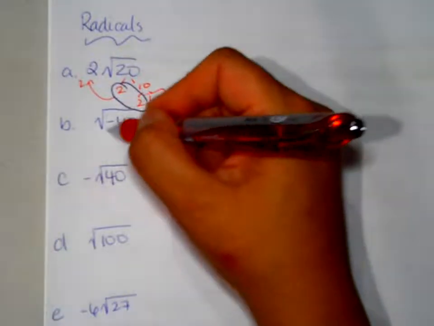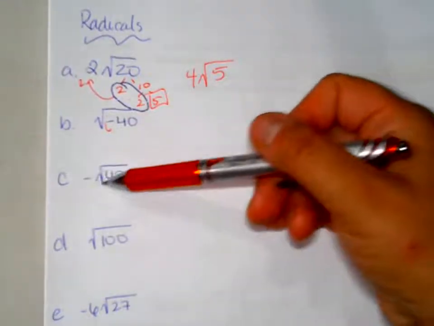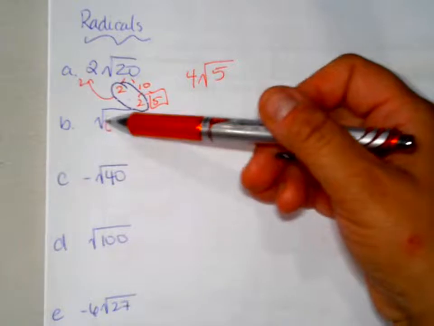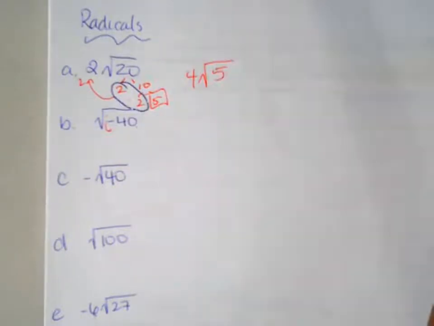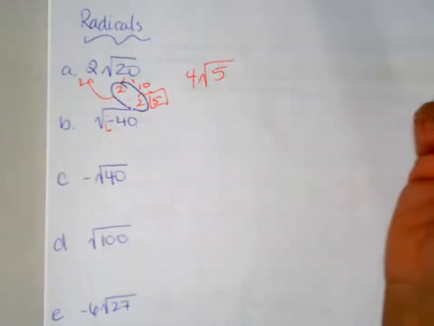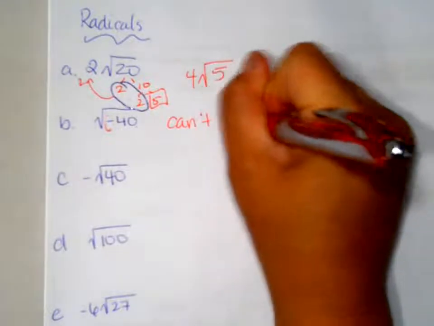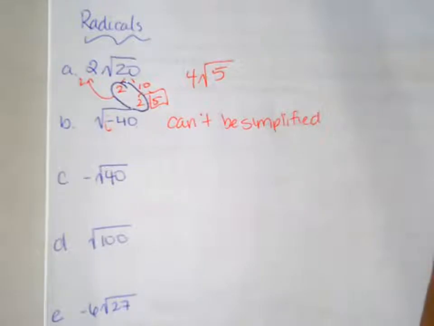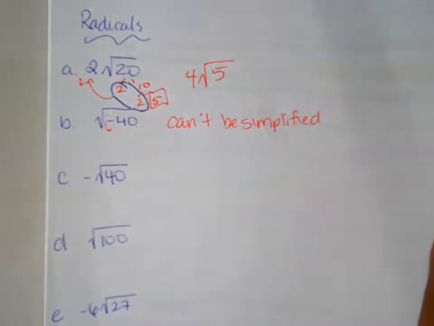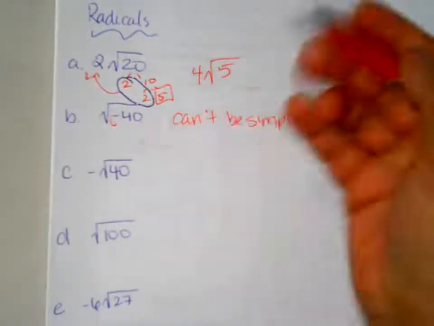When you have a negative on the inside of the rad, okay, look at the difference between this one. This is negative square root of 40. This is the square root of negative 40. For you guys right now, this is going to be a can't be simplified, because we are not doing irrational numbers, okay? We're not doing those right now, so you don't have to worry about this. If the negative's on the inside, no. If the negative's on the outside, fair game, okay?